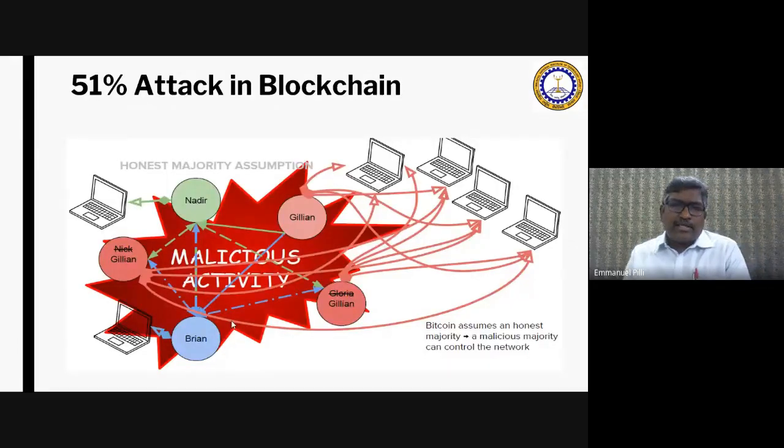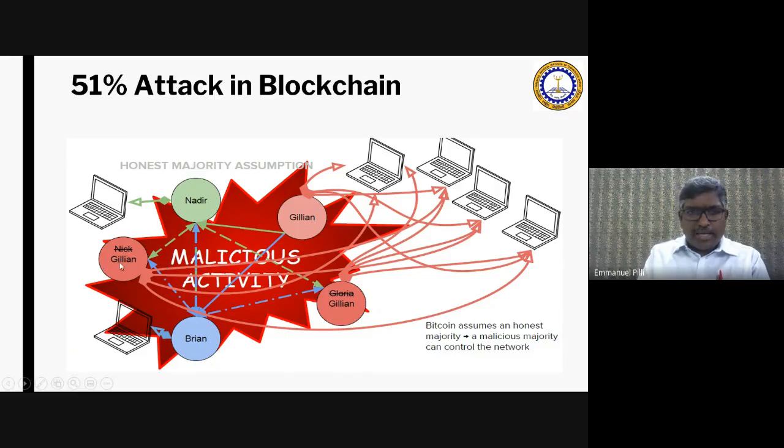So this is the 51% attack in blockchain, the honest majority assumption. There are a lot of people who are working. So if you can create a network, you know, this person is honest, these people are honest, but here you have these 5-6 people who are working on the network. They are creating malicious activity. This red color is the general transactions which are happening, but there are some other interactions happening in green color and blue color. So they are able to make all those transactions, and they are able to communicate and break the transaction.